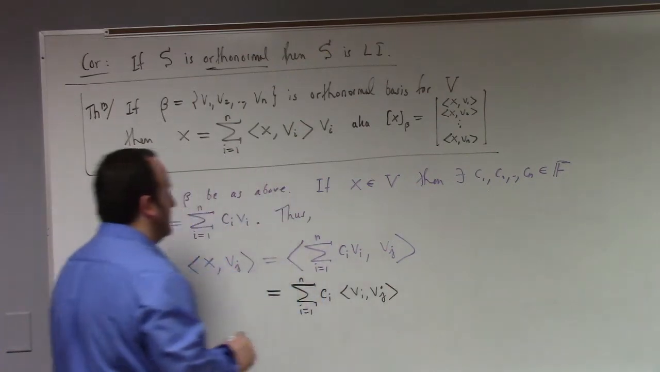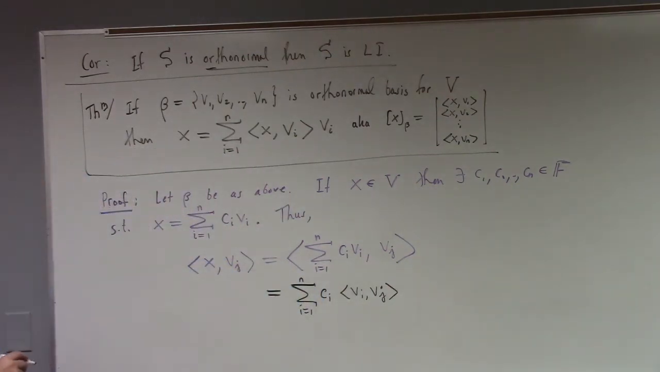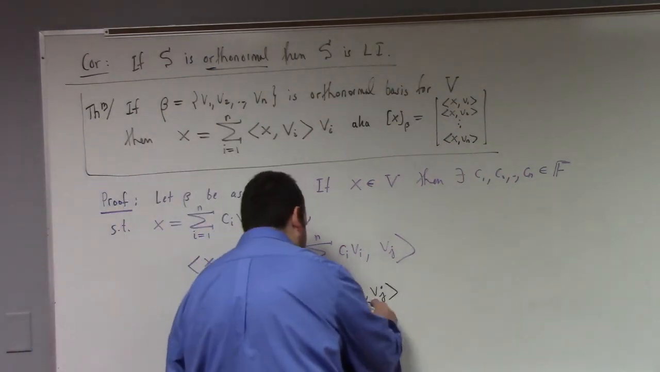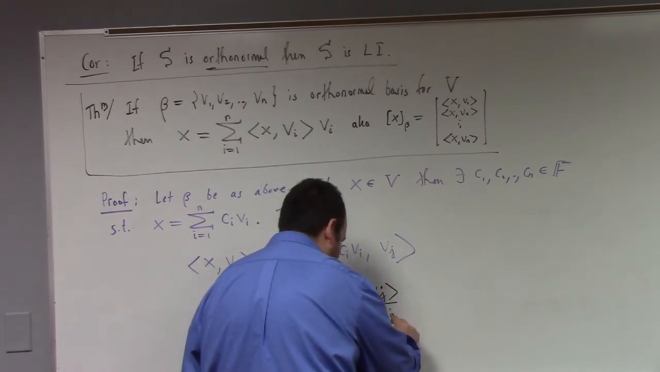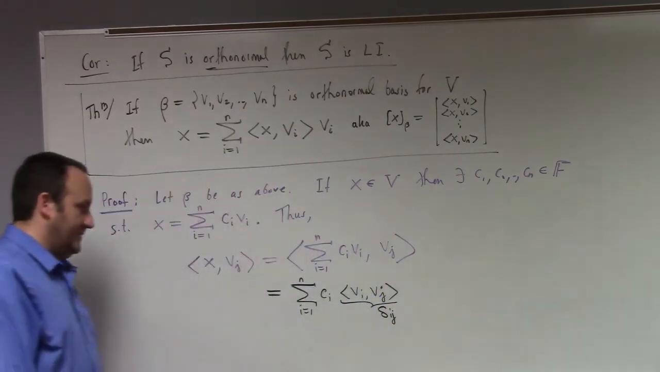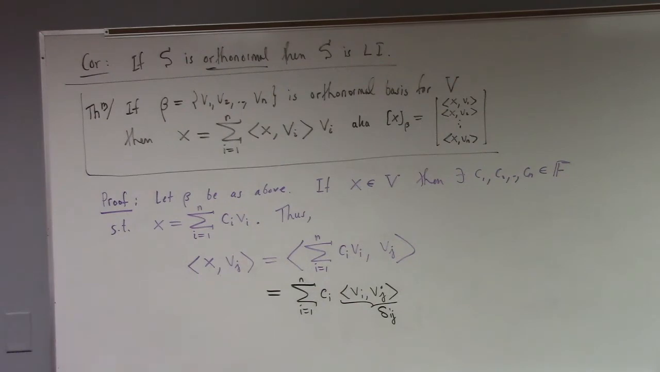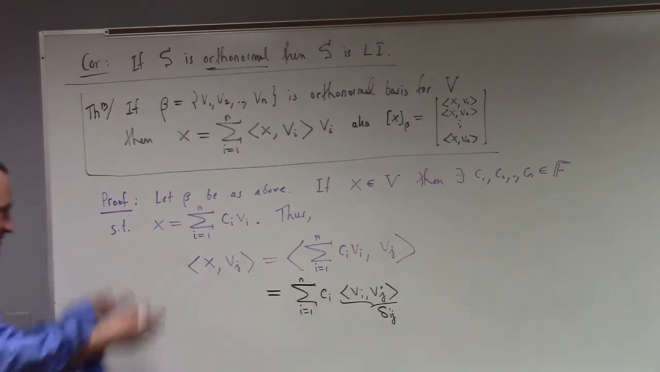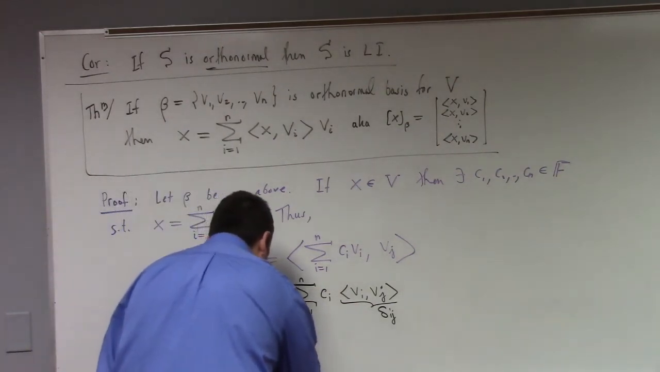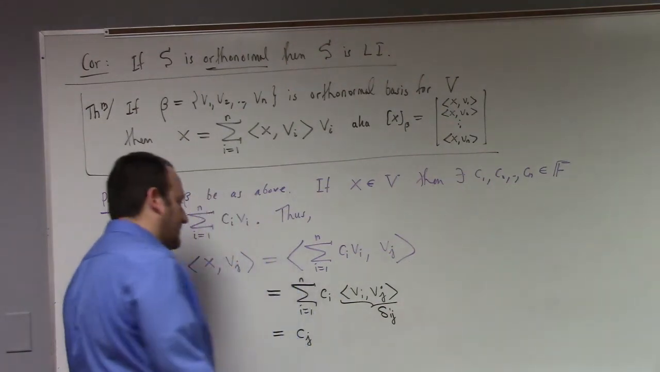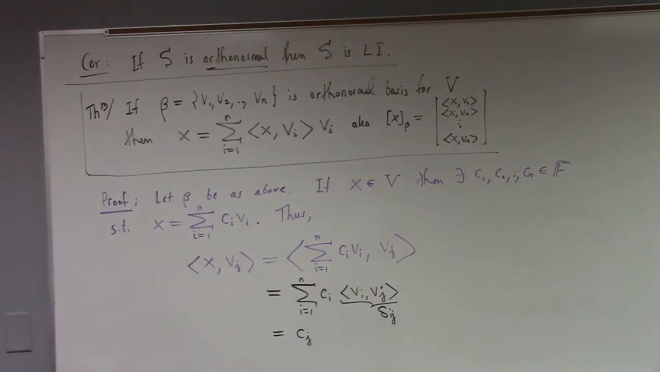But what did we assume about beta? We assume beta is orthonormal, which means that the inner product of Vi and Vj is that strangely named Kronecker delta once more, right? And yet again, that squishes the sum. The only thing that survives is Cj. Everything else is 0, because I only get non-zero when i is equal to j, in which case we have Cj times 1, which just gives us Cj. j being arbitrary, we've proved the theorem.